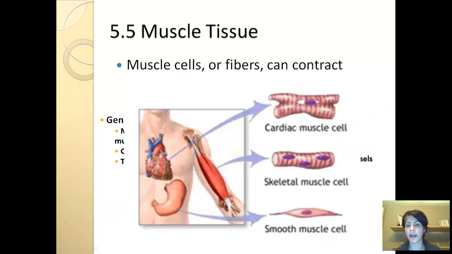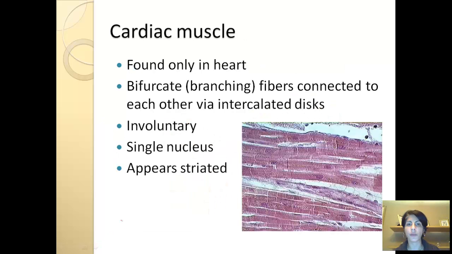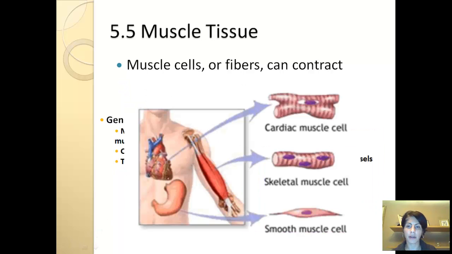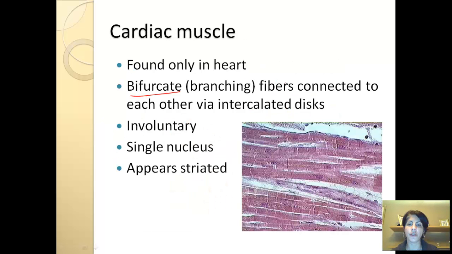Take a look also, we're going to talk about the shape of each of these muscle cells, starting with cardiac muscle. I'm going to go back just for a second. I'm going to show you a word, bifurcate, which is branching. As I go back, you can tell that cardiac cells have a branching, and they're attached to each other via those intercalated discs. They're found only in heart, involuntary, and have a single nucleus. They also appear striated.